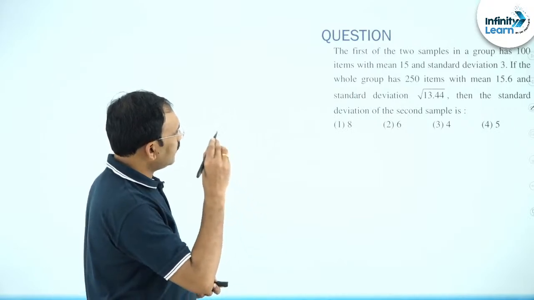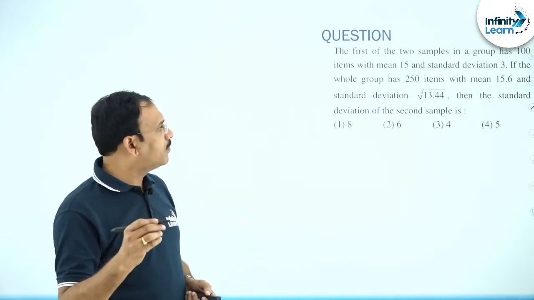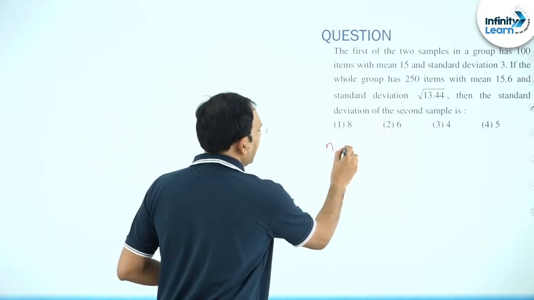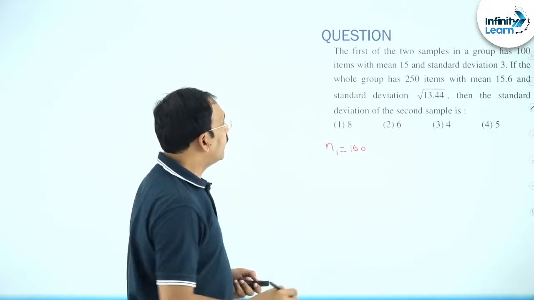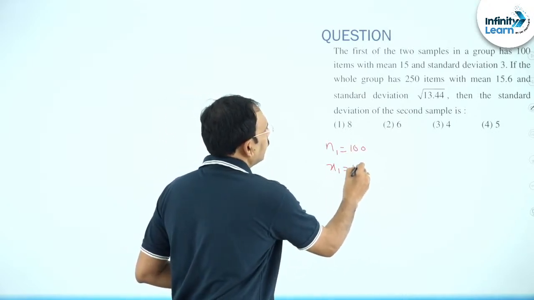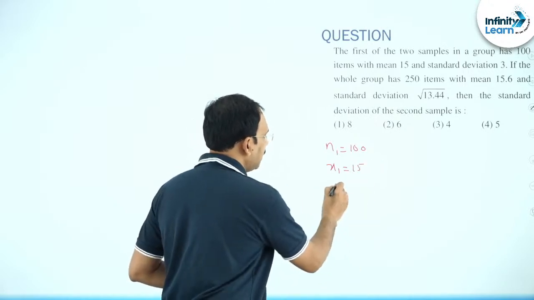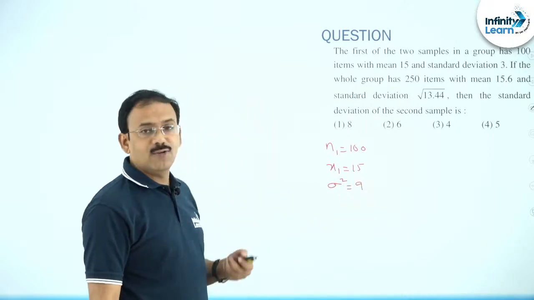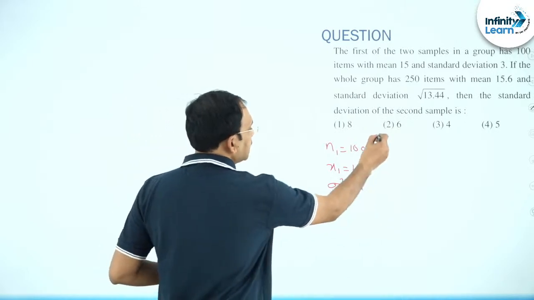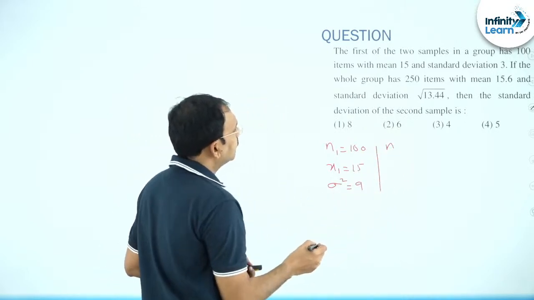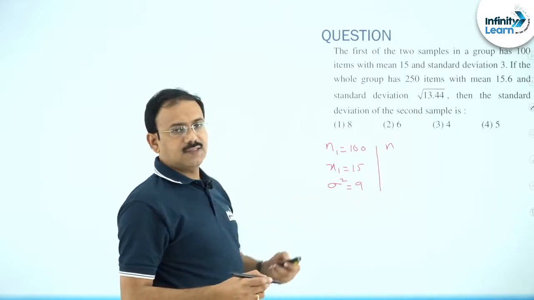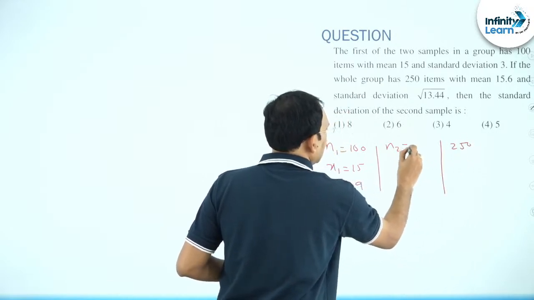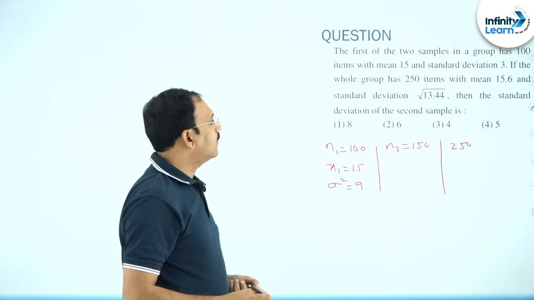You see, the first of two samples in a group has 100 items. There are two samples, this is two data. So first sample N1 is 100, okay, with mean x1, let me call 15, standard deviation 3, which means variance is equal to 9. First data I know mean, I know variance, I know number of items. Second data I do not know. You see, the whole group has 250 items, that means for the combined one total 250, in the sense N2 is going to be 150, that is all.